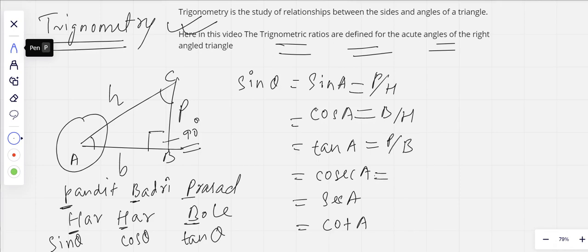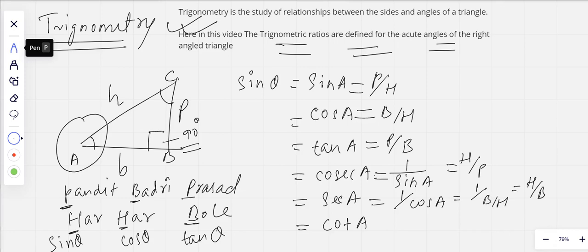Now cosec is very simple. It's the opposite, the reciprocal, of sine A. If sine is P by H, then cosec will be H by P. Similarly, sec is the reciprocal of cos, which is 1 by B by H, so it will be H by B. And cot is the reciprocal of tan, 1 by P by B. Sorry, I'll just write stepwise: 1 by P by B, and it is B by P.